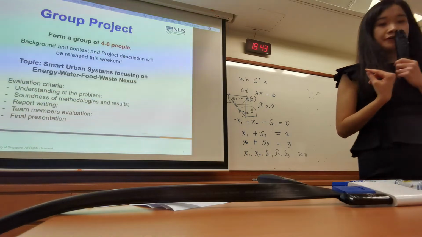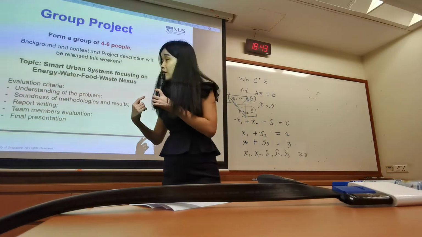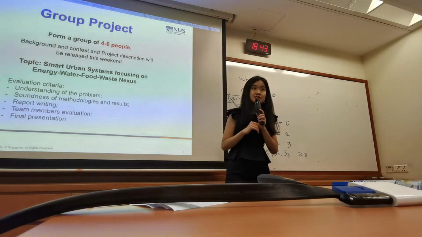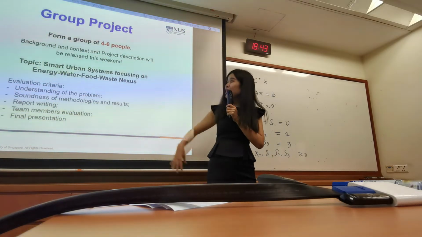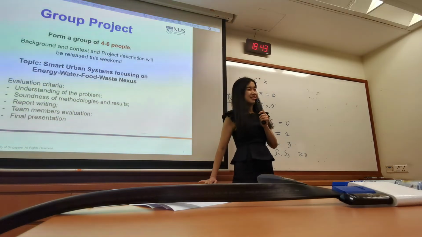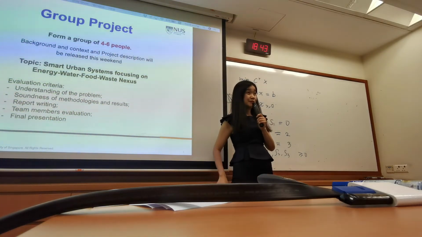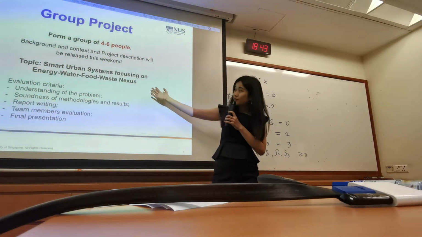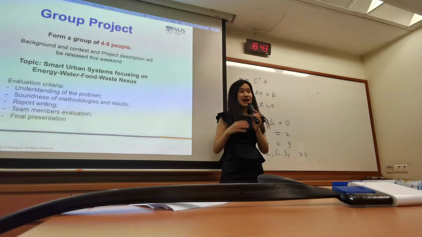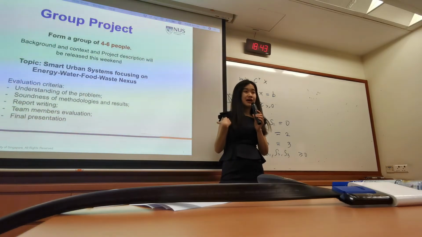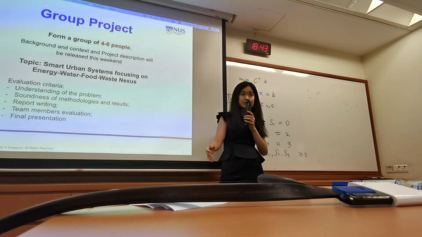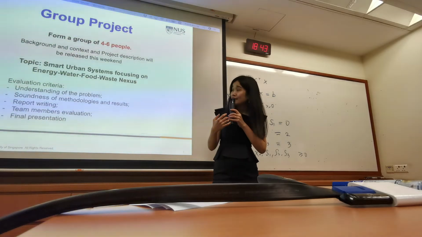But if not, I will give you a very general framework as well and provide you some preliminary statement and some initial data so you can start with. It's very broad. We call it smart city, smart urban system, or here in Singapore, the smart nation we are building. So smart urban systems focusing on the energy, water, food, waste nexus. That was covered by some of the guest lectures. This is about how they can turn waste to energy, turn waste to useful resources, and also how the energy system works.